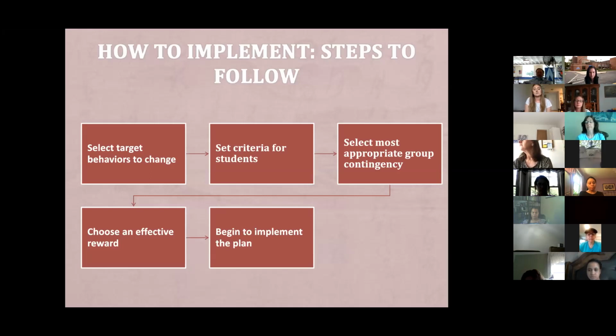Choose an effective reward. That's a very important part of this plan. And then once you've done all that, you can begin to implement your plan. So in the following slides, we're going to go over these steps in a little more detail.